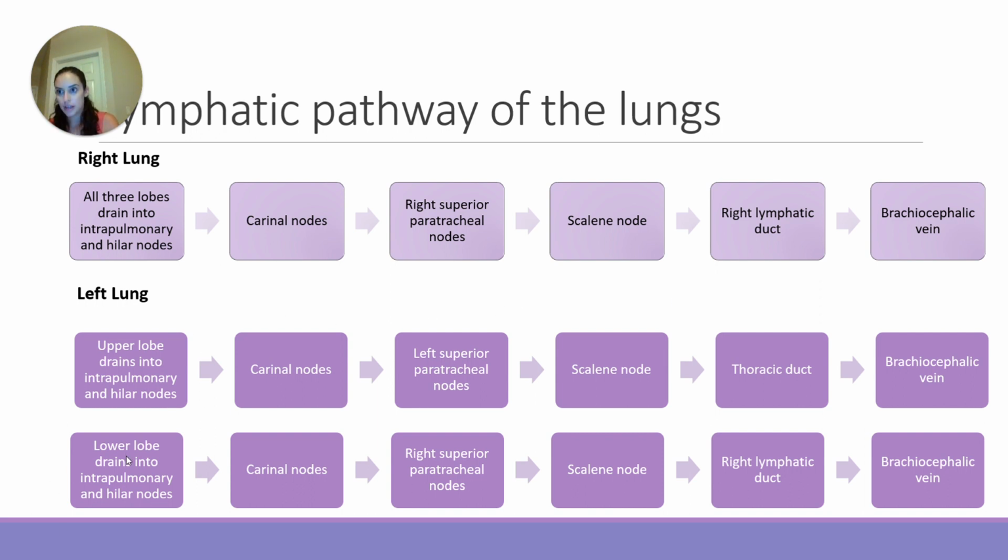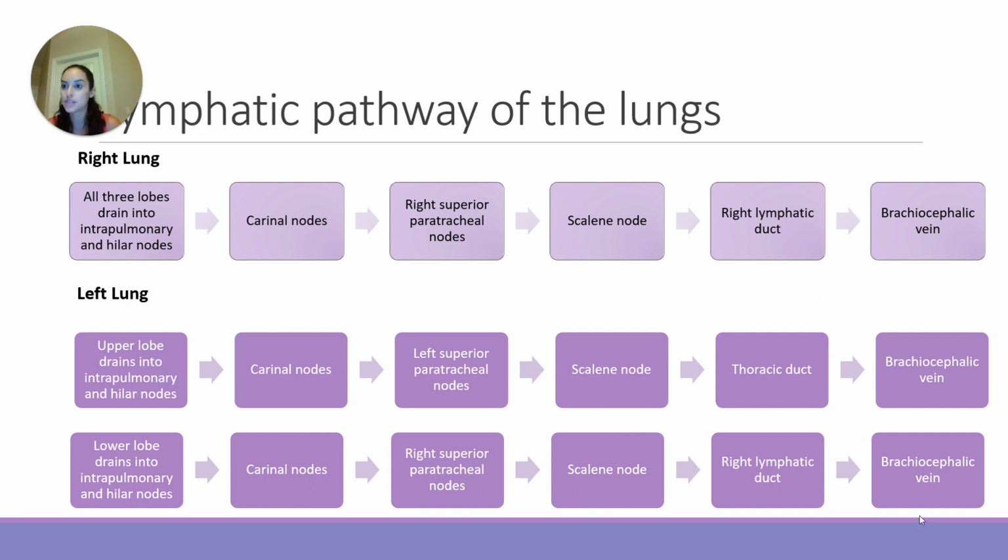The lower lobe of the left lung has a different pathway. It goes into the intrapulmonary and hilar nodes, again, the ones inside the lung and right outside the bronchus, goes into the carinal, and then it actually shifts, and it goes through the right superior paratracheal nodes, and it follows the drainage or the lymphatic pathway of the right lung. The reason for this, I don't have it. I don't know what the exact reason for it is, but that is the way that it travels.